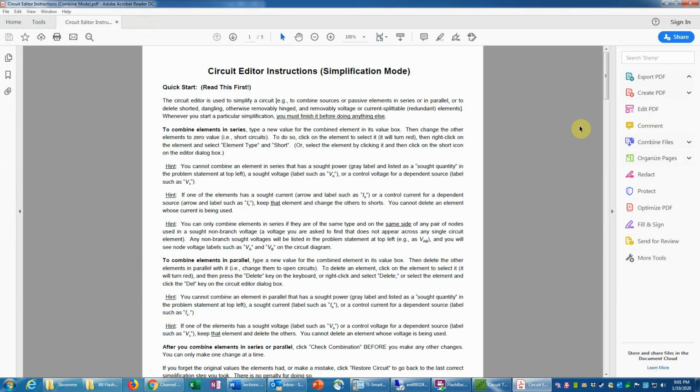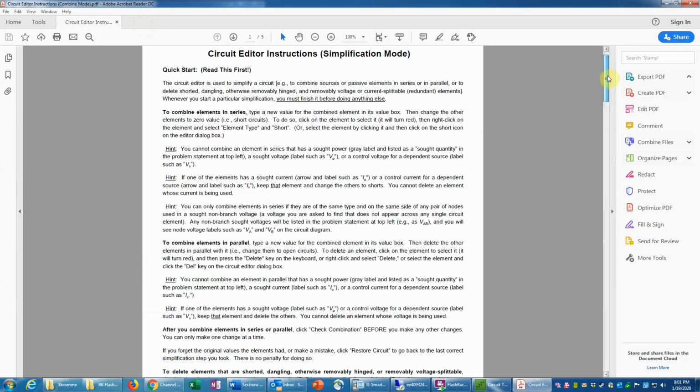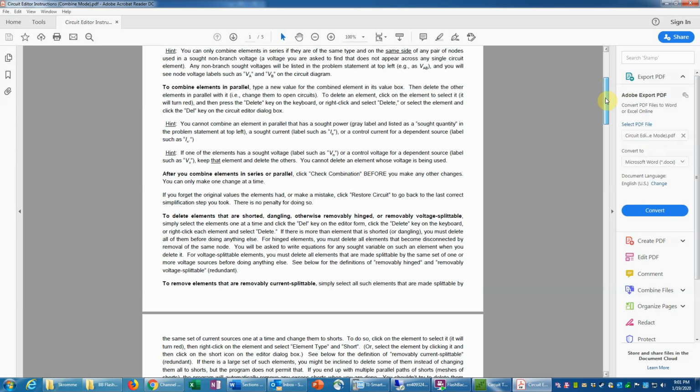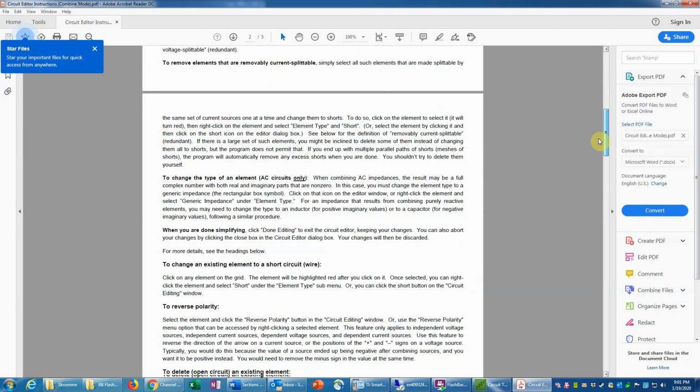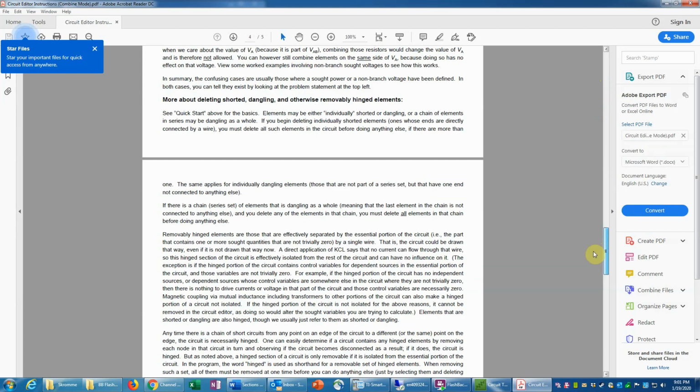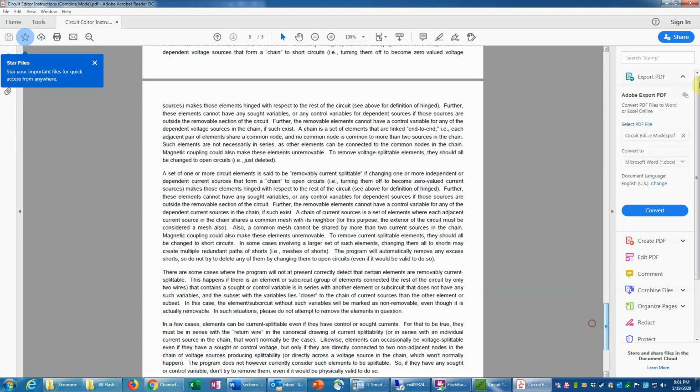And it does give us some written instructions here on how to do simplifications. And so you can scroll through that. There's a lot of detail there.